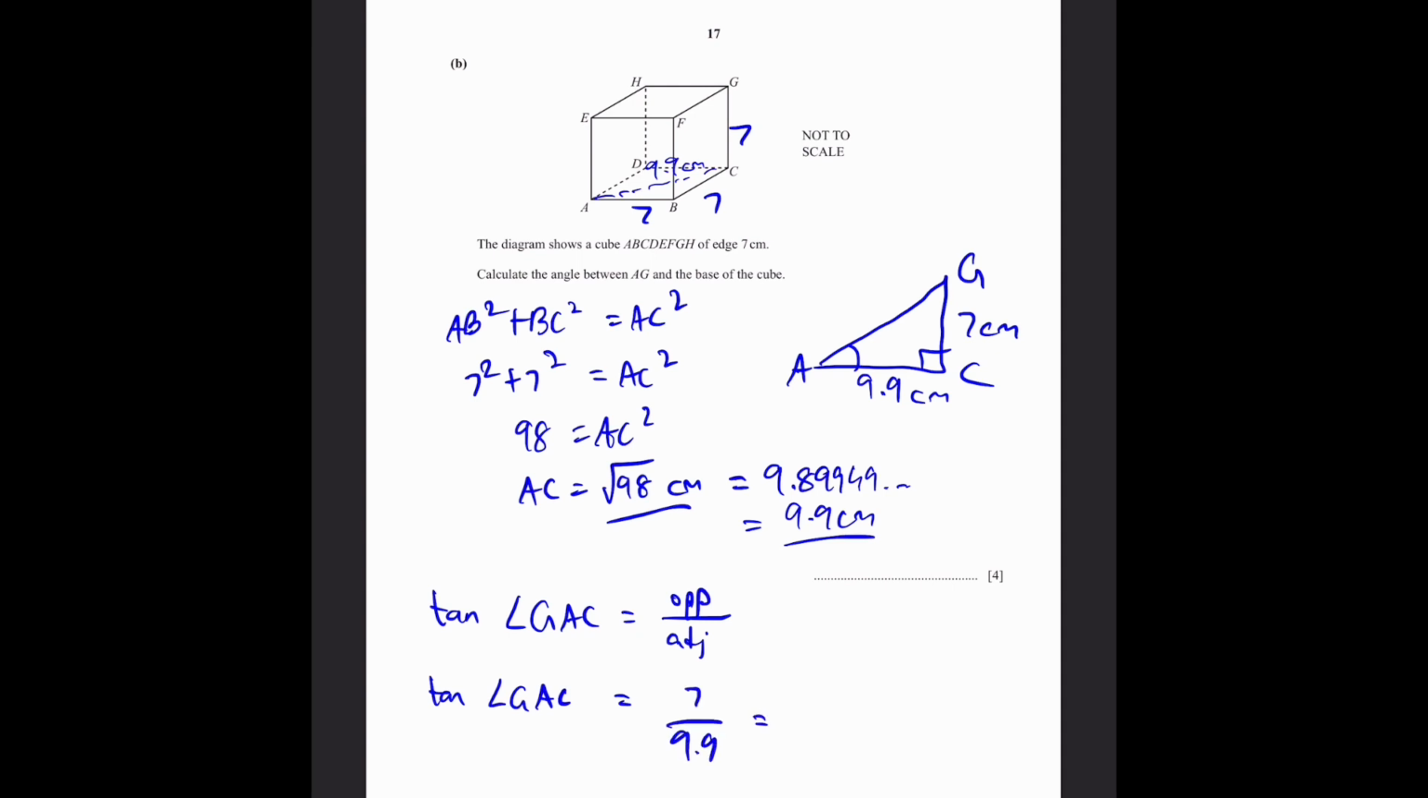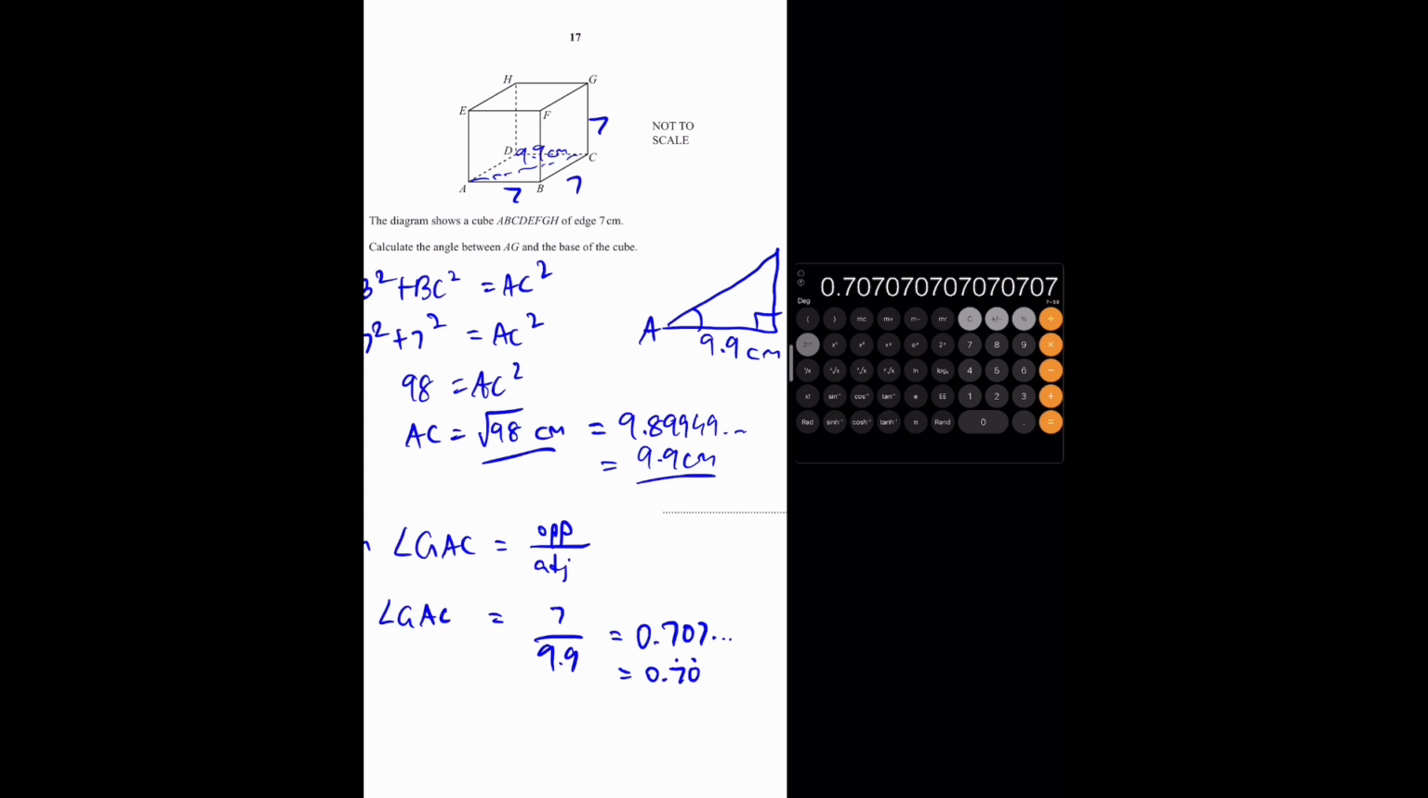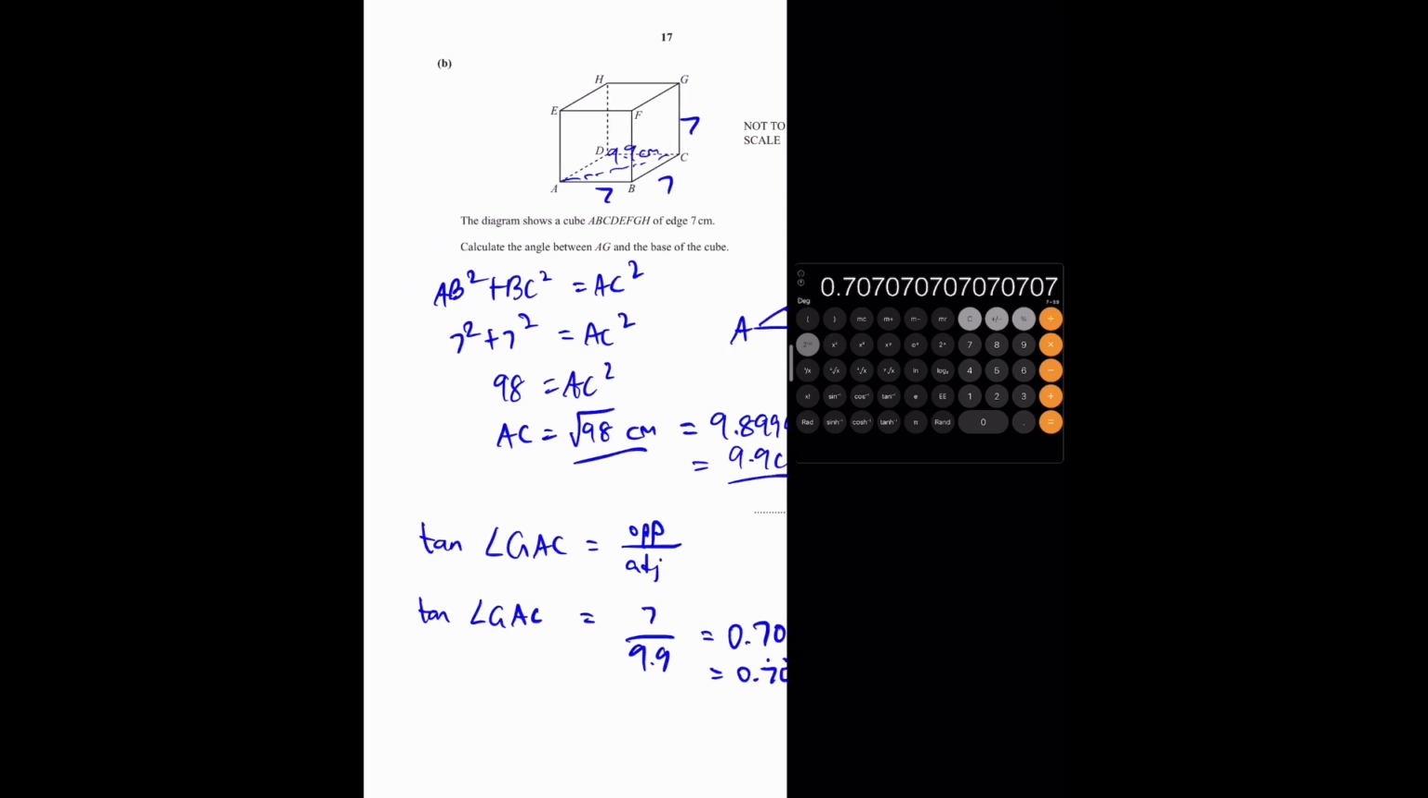And that will be equal to, getting our calculator, 7 divided by 9.9, 0.707 dot dot dot. Or in other words, we can write this as 0.70 recurring, like that. This means that it repeats forever. Like it'll be 707070, goes on like that. And now we can write the angle GAC equals tan inverse of 0.70 with the dots. So let's do that.